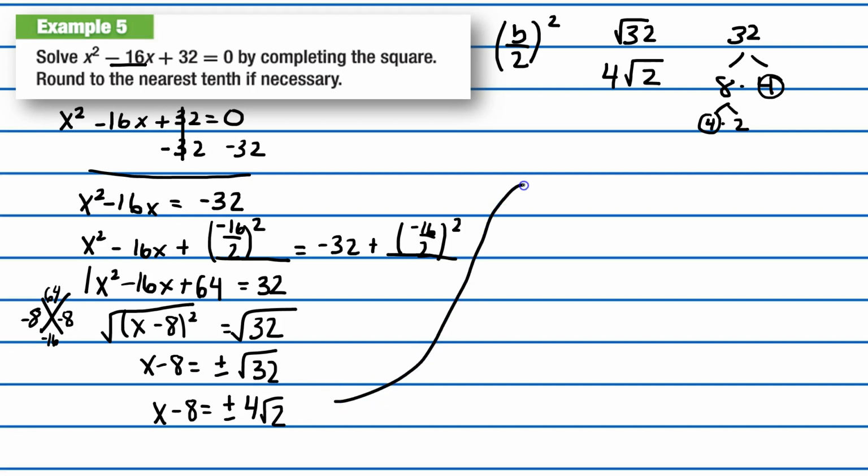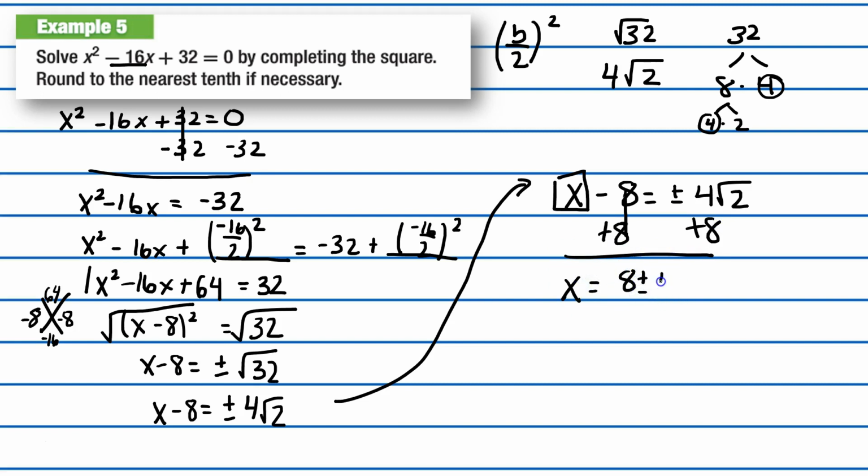Alright, then I'm going to move up here. I have x minus 8, which is equal to plus or minus 4 times the square root of 2. I'm going to solve for x, add 8 to both sides. x is equal to 8 plus or minus 4 times the square root of 2.